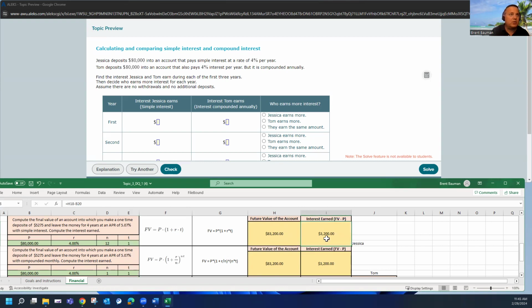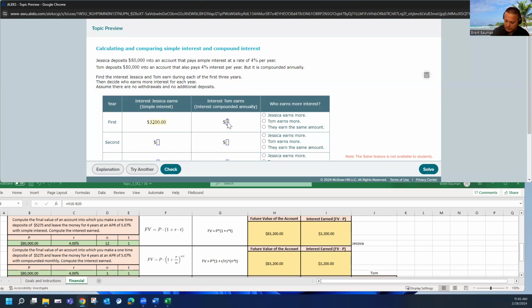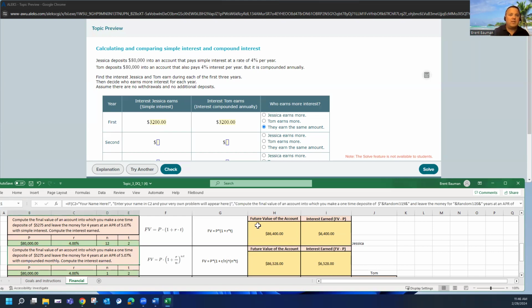Jessica earned $3,200 for the first year, and Tom earned $3,200. So they earned the same amount. When we go to look at the second year, we're going to change T to 2. That will update our total future value of the account again. We're not interested in that. We're just interested in interest, and we have interest earned.